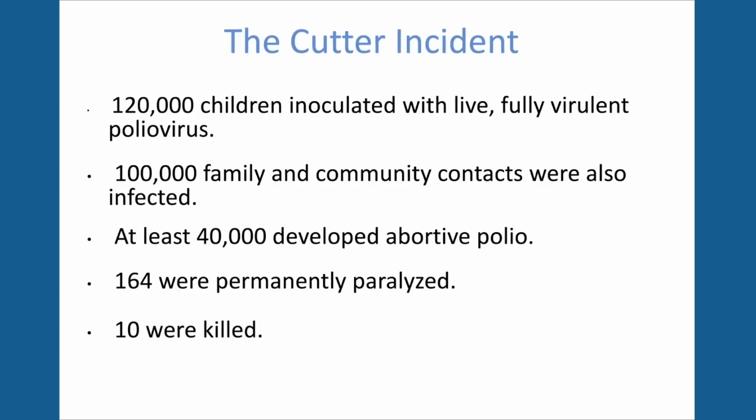There were 120,000 children who were inoculated with live, fully virulent poliovirus, as Cutter failed to fully inactivate that vaccine. 100,000 family and community contacts were also infected, as basically we started a large man-made polio epidemic. At least 40,000 children developed abortive or short-lived polio, 164 were permanently paralyzed, and 10 were killed in what was arguably the worst biological disaster in this country's history.